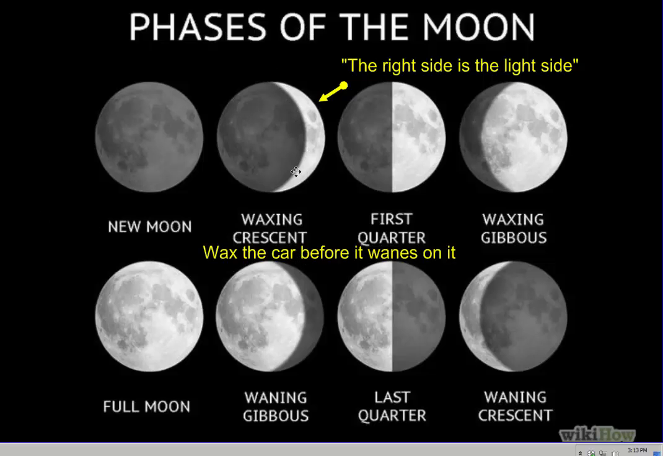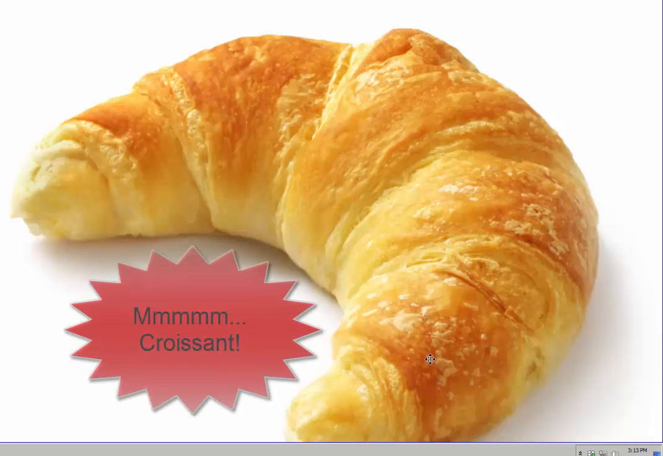This phase where we have a sliver of light on either the right side or again down here on the left side during the waning phase, we call a crescent. And it's what we always think of as a moon shape. I like to think of it like a croissant, those tasty pastries we often have with breakfast.